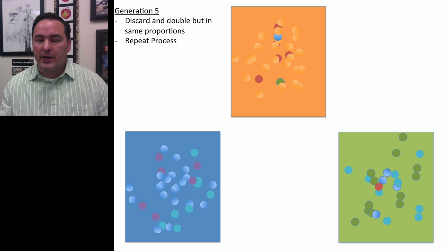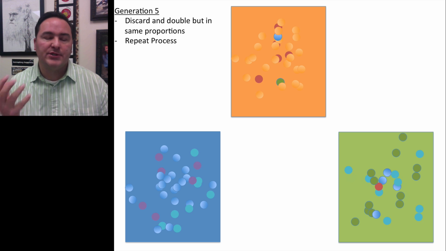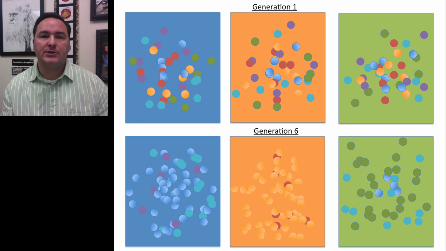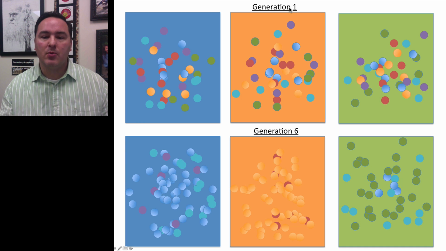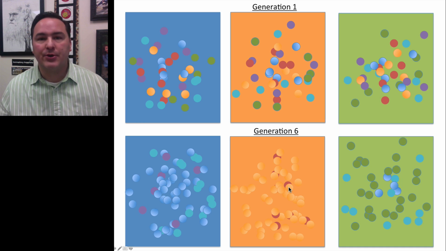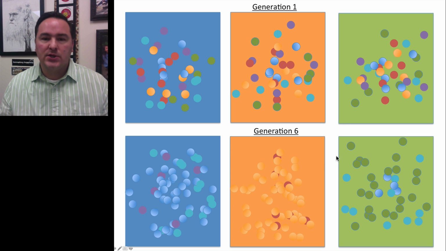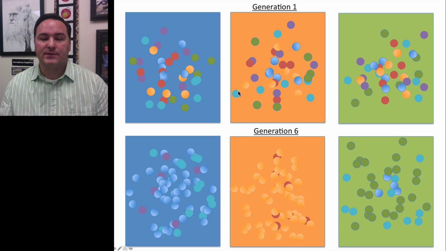And so we're going to do it one more time, and we'll end up with a generation 6, and we'll compare that back to our generation number 1. So here's generation number 1, and here's now our last generation, generation 6. So you can see there are some striking differences between these two generations.